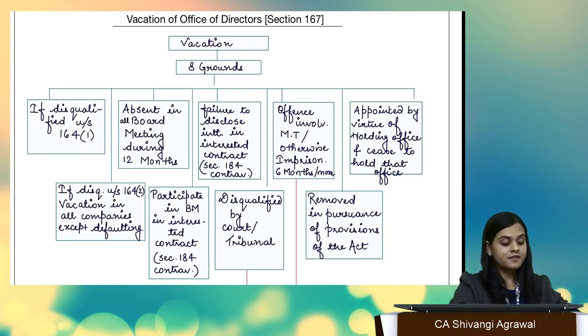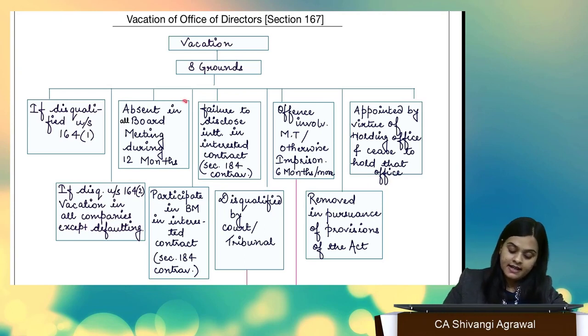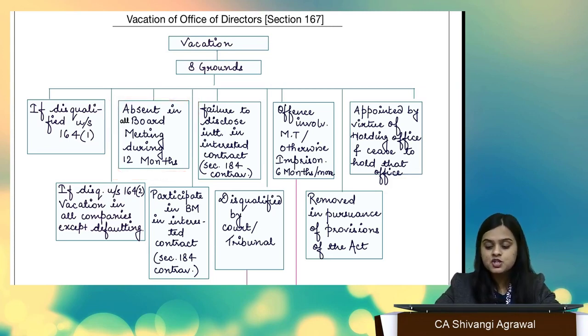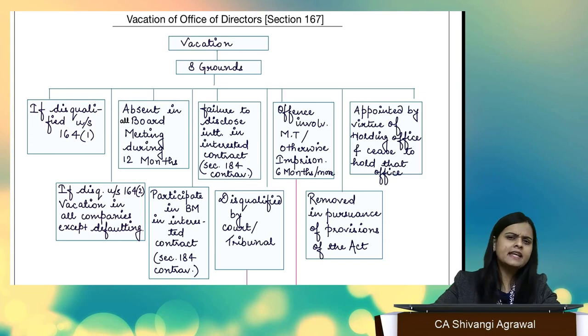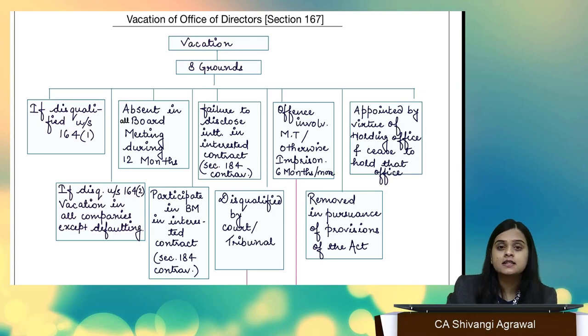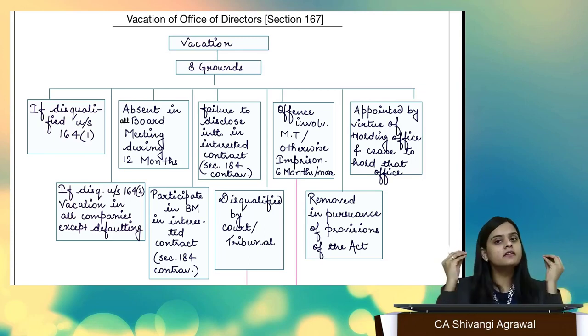Third is if the director is absent in all board meetings during 12 months. See, not in the financial year, not in the calendar year. We check for any 12 consecutive months. So the director skips the first board meeting. From there we check for a tenure of 12 months. If he does not attend any board meeting, doesn't matter how many board meetings are held during that particular time, if he does not attend any board meeting, he has to vacate the office.